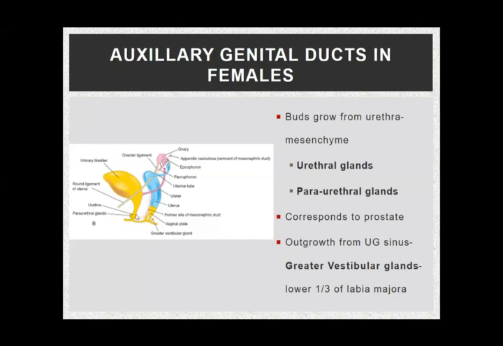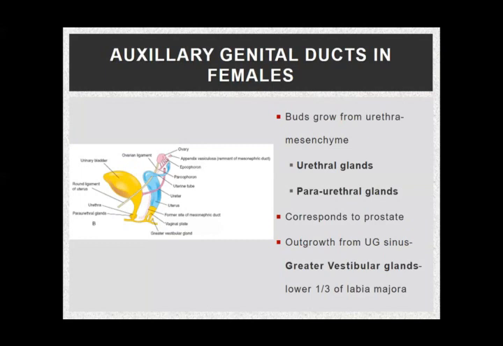These paraurethral glands, they are the homologues of the prostate. Males में prostate होता है and females में इनको paraurethral glands कहते हैं. So they correspond to the prostate in the males.